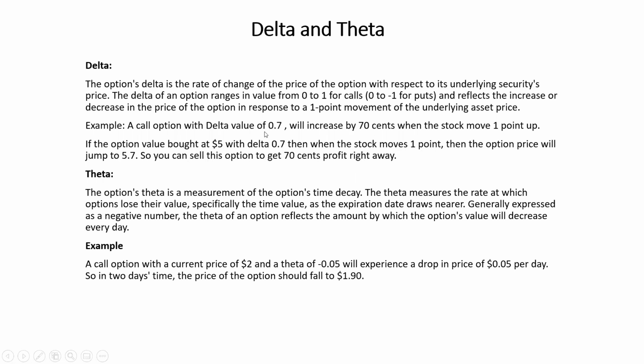So for one contract, you paid $500, and you made $70 on this one. So if you have 5 contracts, you made 350 on a 1 point move. If the stock moves 5 points, then 5 times 0.7 is 3.5. So the option value will be 5 plus 3.5, 8.5. So if you have 5 contracts, you made a lot of money there, right? So that's how it's calculated. Clear?